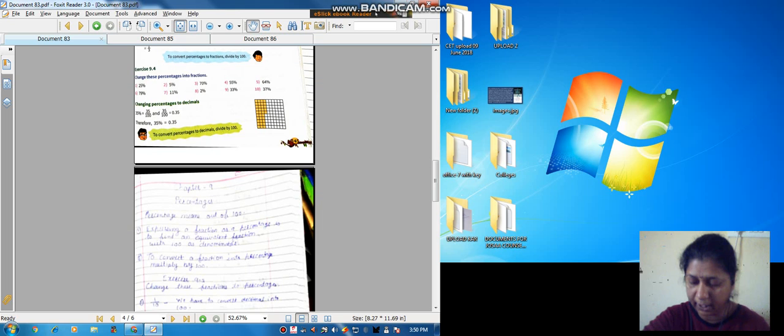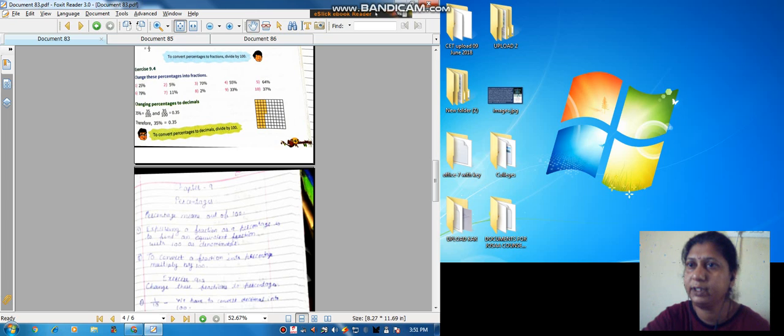Let's take the other example. 64 upon 100. It should be divisible by 4. 4 sixes are 24, and 100 को 4 से divide करें तो 25. That means 24 upon 25. 79 upon 100 is not divisible, so write as it is. Same here, 11%, that is 11 upon 100, it is not divisible by any number except 1, so write as it is. If it is divisible and can be simplified, then only you can simplify, otherwise you have to write as it is. Get it?